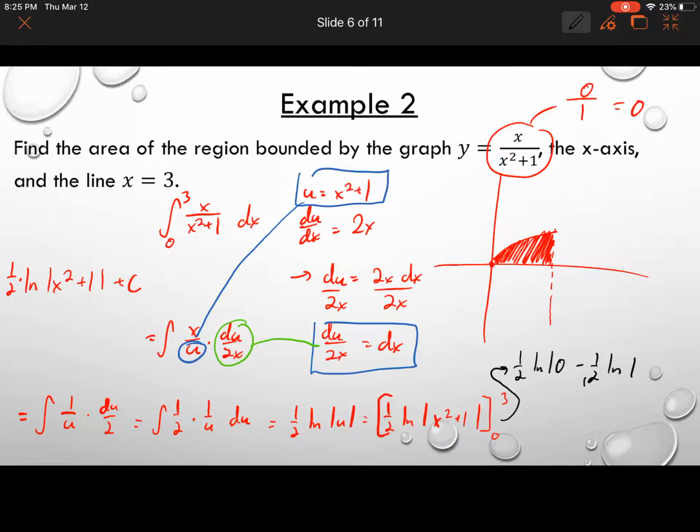Now at this point, without a calculator, there isn't much we can do. We do know that the natural log of 1 is 0, so this just becomes 0. So without a calculator, our answer will just be 1/2 natural log of 10. So that is the area of the region bounded by the graph, the x-axis, and the line x equals 3. All right, so now let's move on.